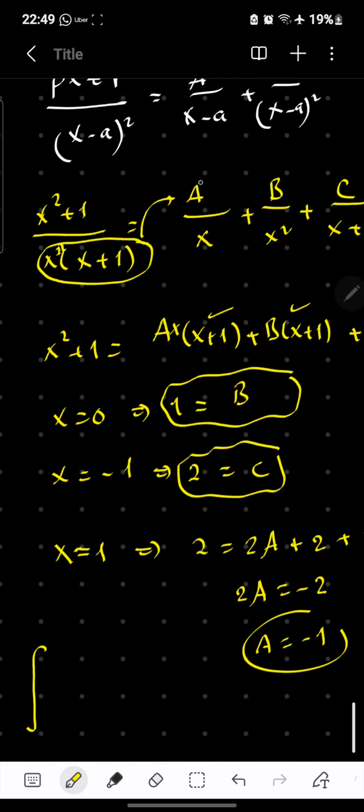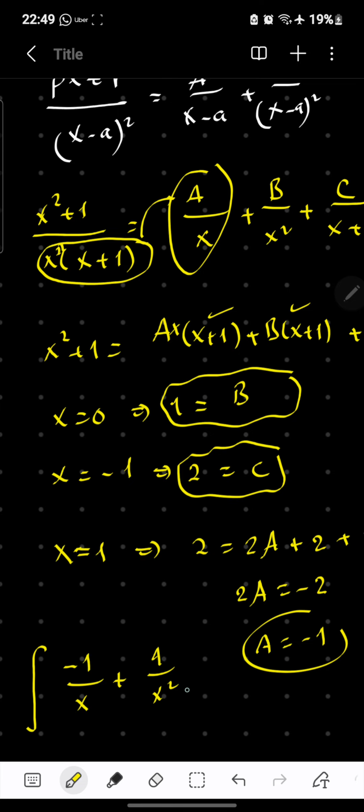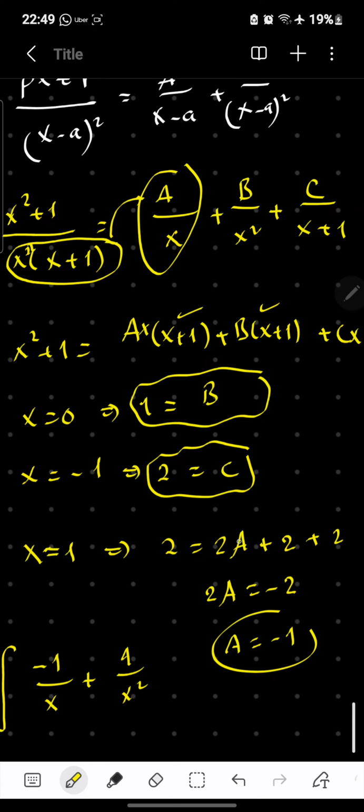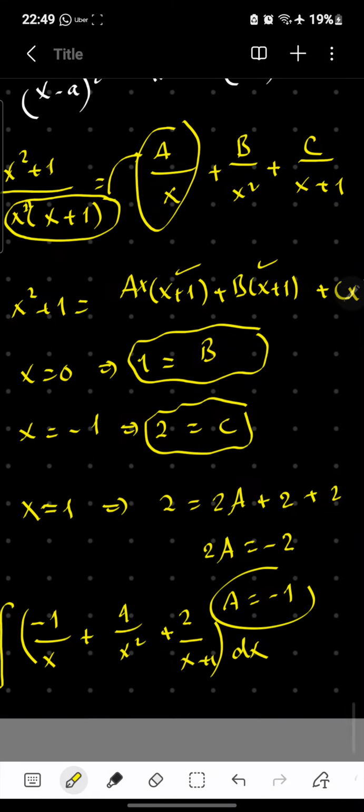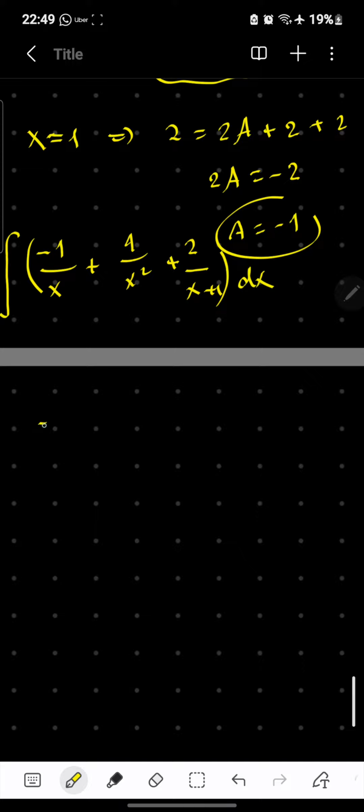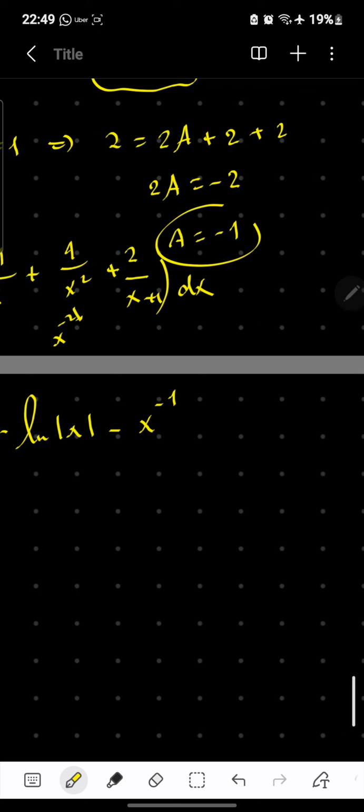So the integral will be a over x. A is negative 1 over x. I think you know the integral of this very well. Plus b is 1 over x squared, which is already easy. Plus c, which is 2 over x plus 1. All of these terms can be integrated very easily because it will be negative ln x. This is x power negative 2, which is negative x power negative 1 by raising the power by 1. And this is 2 ln x plus 1 plus c.